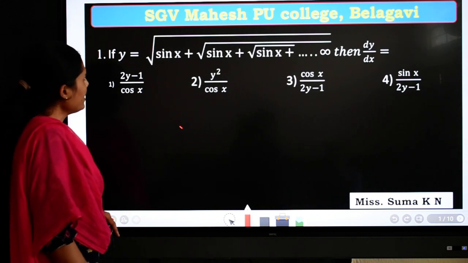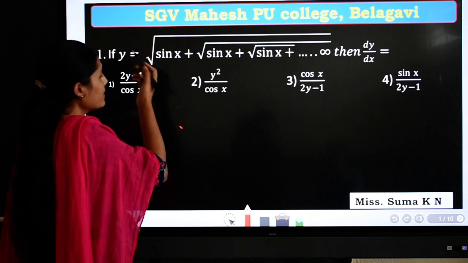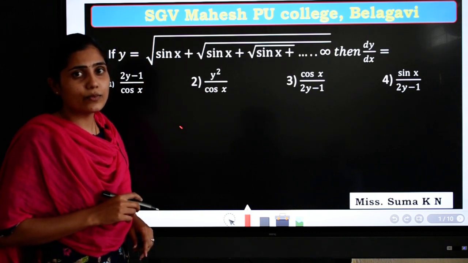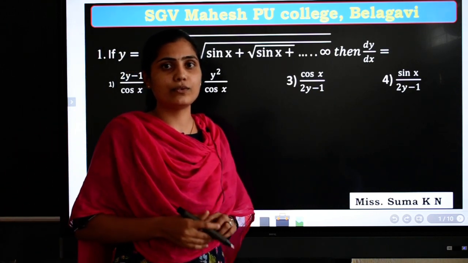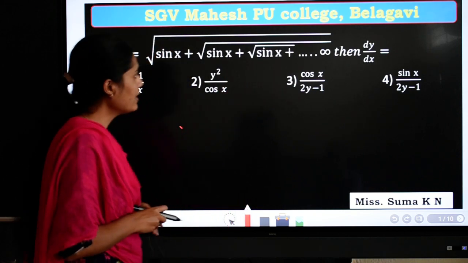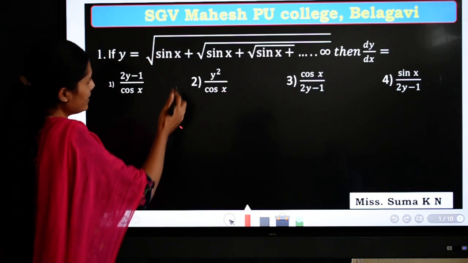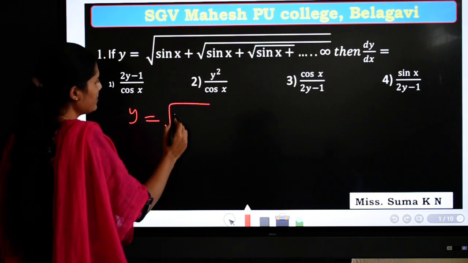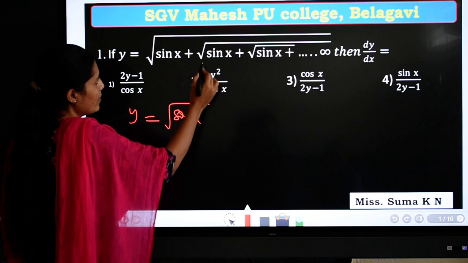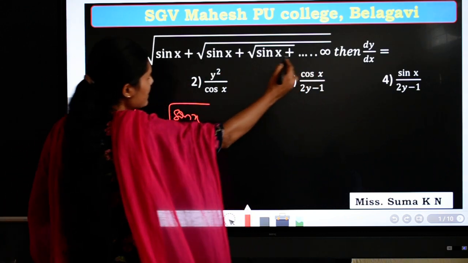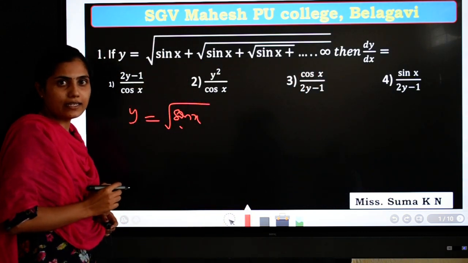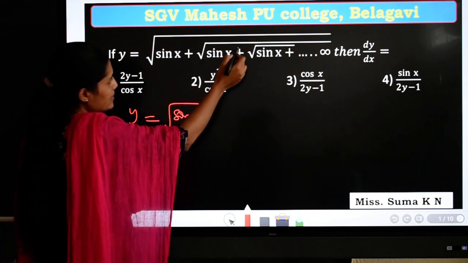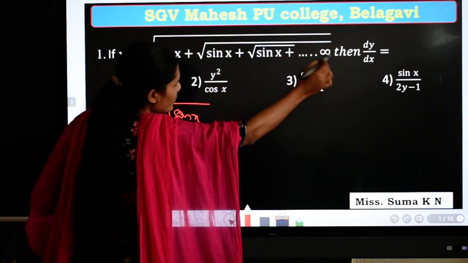Now if you differentiate this by taking root x, the differentiation is 1 by 2 root x. Going that way is a lengthy procedure. Better we solve it this way. Let's take y is equal to root of sin x plus, keeping the sin x as it is. Whatever the next terms are, they are the same as y only. So root of sin x plus again root of sin x, and so on.